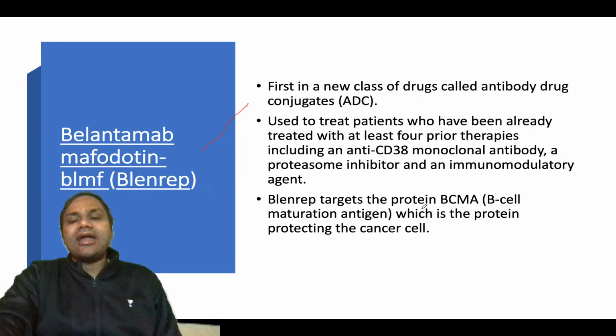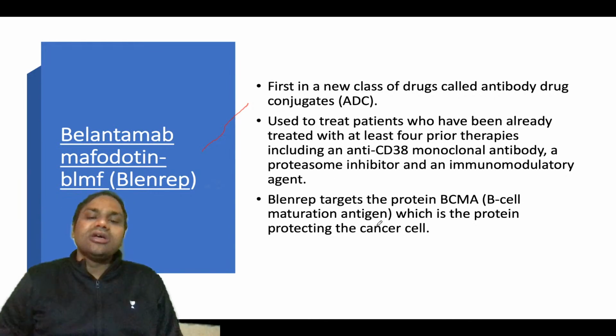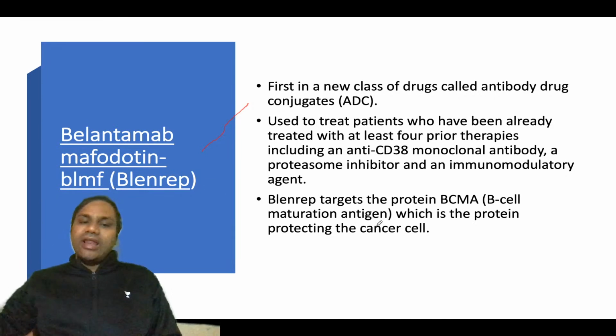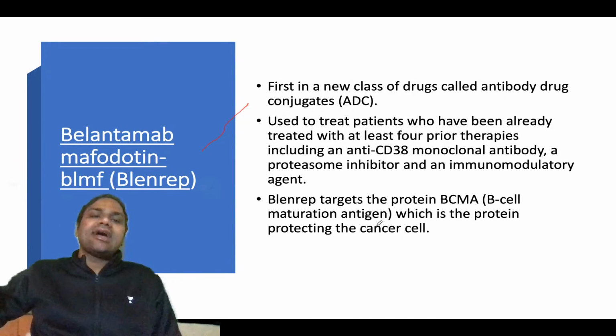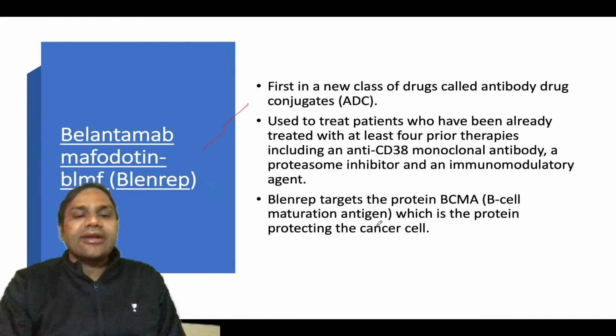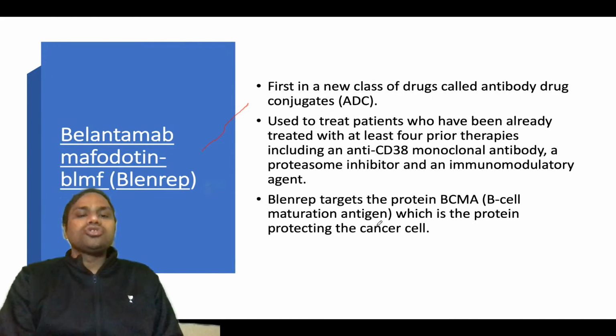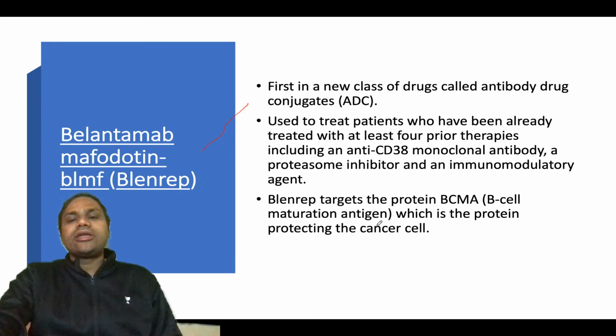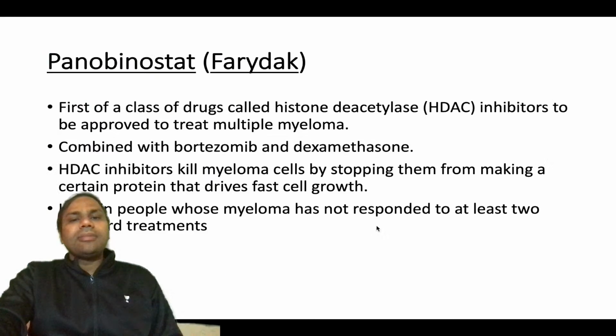Blenrep will target BCMA, that is B cell maturation antigen, which is a protein that protects the cancer cells. Blenrep will target that BCMA. So this is another important new drug in multiple myeloma.